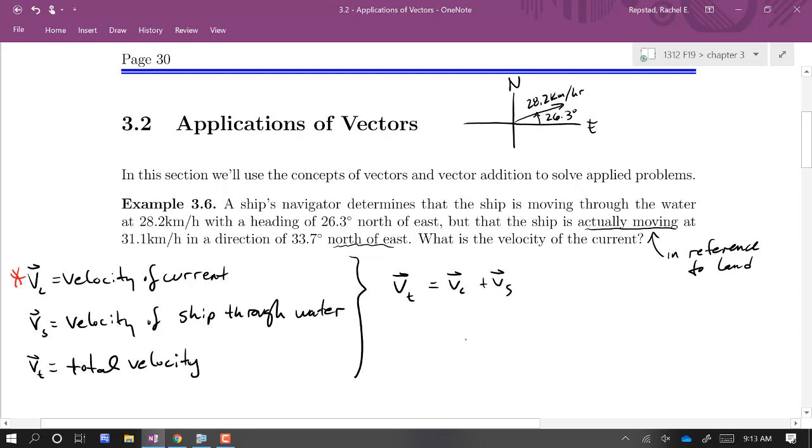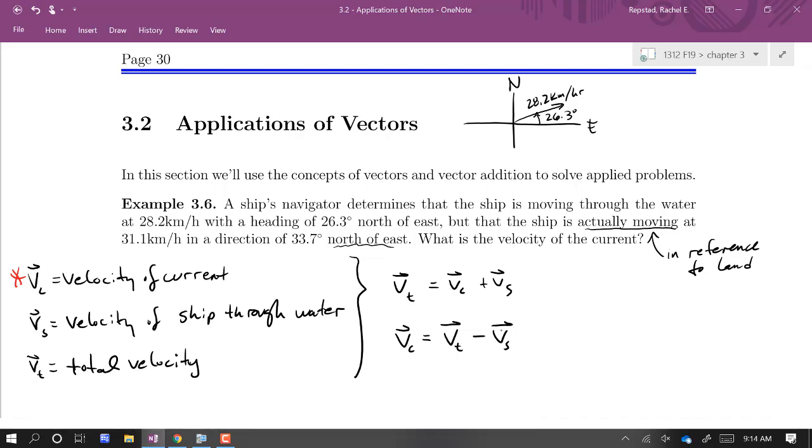Now we want to find the velocity of the current, so just look at this equation. I can do some algebra on it. It's a simple equation. If we want to isolate VC, we're just going to subtract VS from both sides, and then we'll get that VC is VT minus VS. So we're going to subtract these vectors. This is a vector subtraction problem, and the way we subtract vectors is the same way we add them.